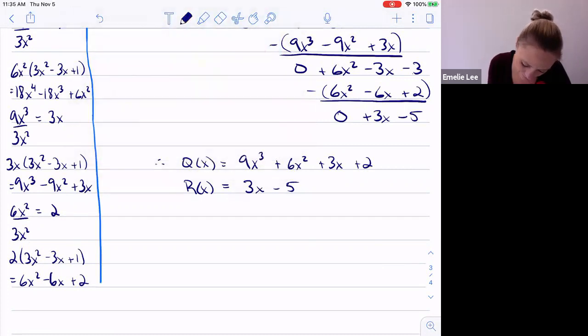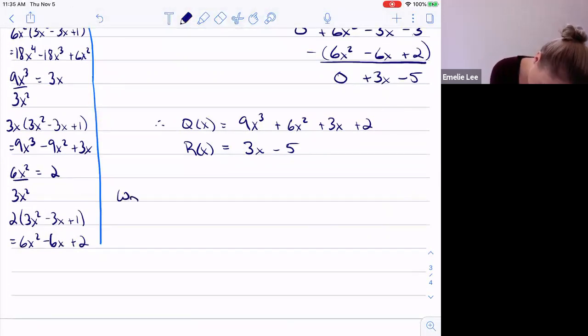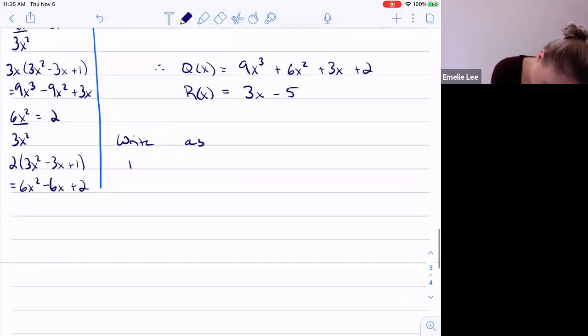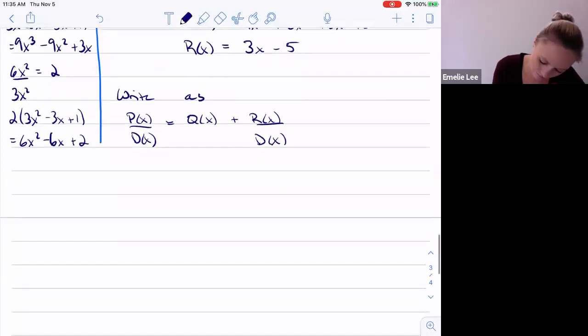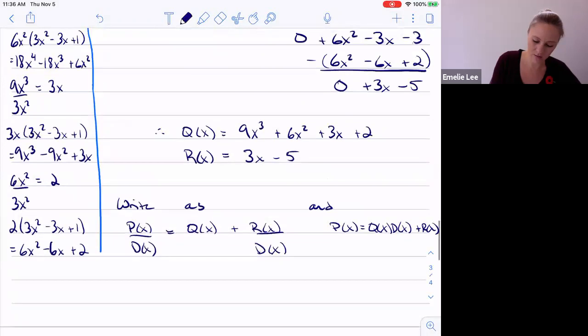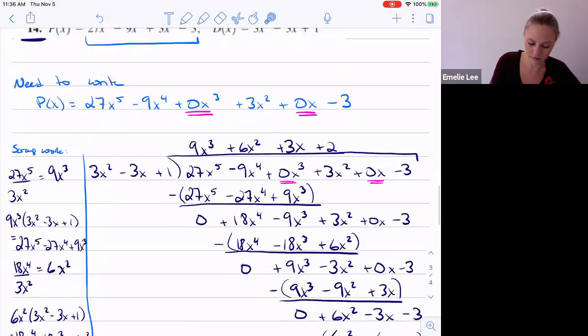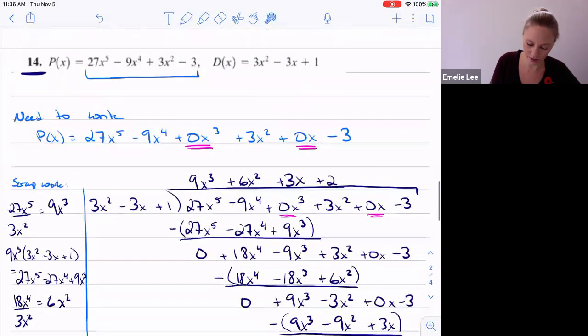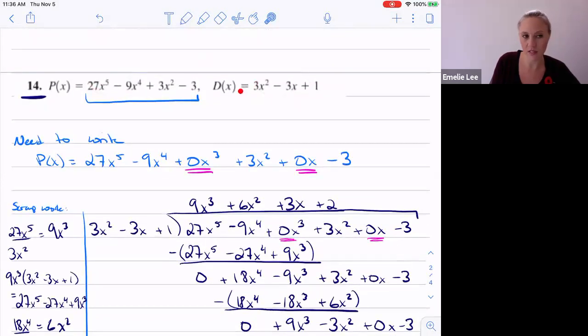All right. Write as p of x over d of x is equal to q of x plus r of x over d of x. And p of x is q of x times d of x plus r of x. Okay, so p of x is this whole thing. You can actually drop the zeros. It's this one, and d of x is this one.